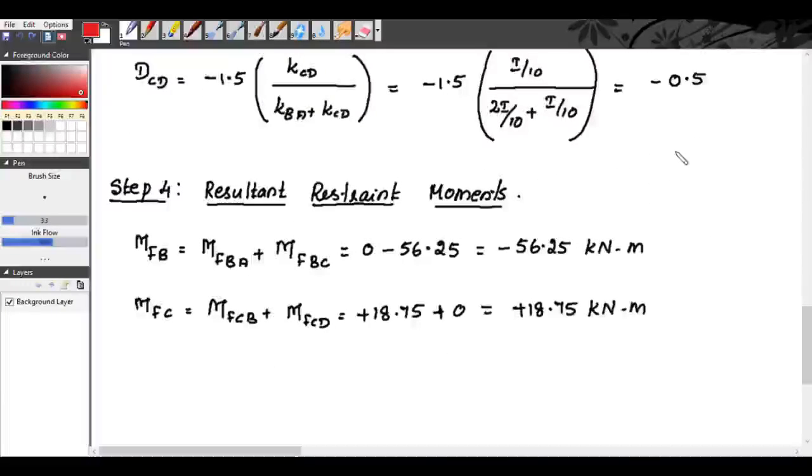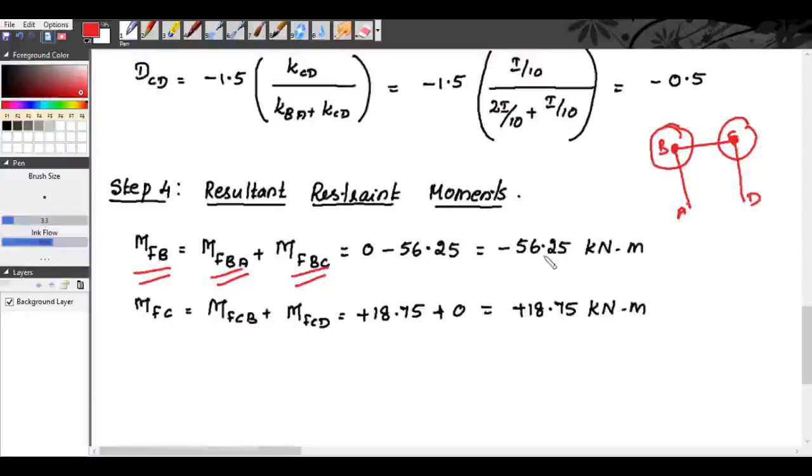So we know resultant restraint moments are nothing but the summation of the fixed moments joining at the joints. So here we have two joints B and C. So for B and C we will have resultant restraint moments. So resultant restraint moment at B is M of B, that will be equal to fixed end moment for the span BA and fixed end moment for the span BC. So M of BA plus M of BC. We have calculated these values in our step 1 fixed end moments.